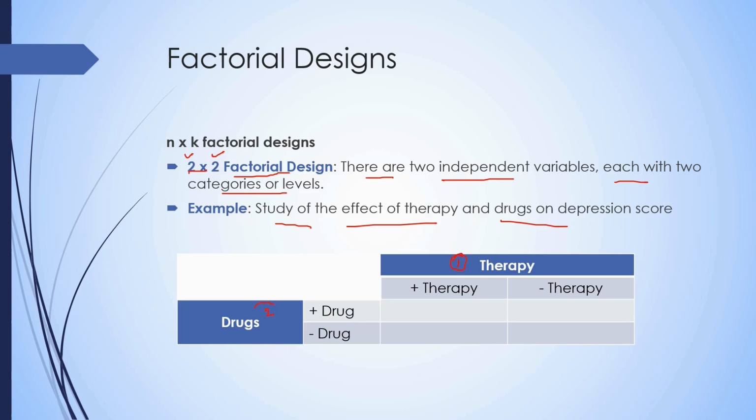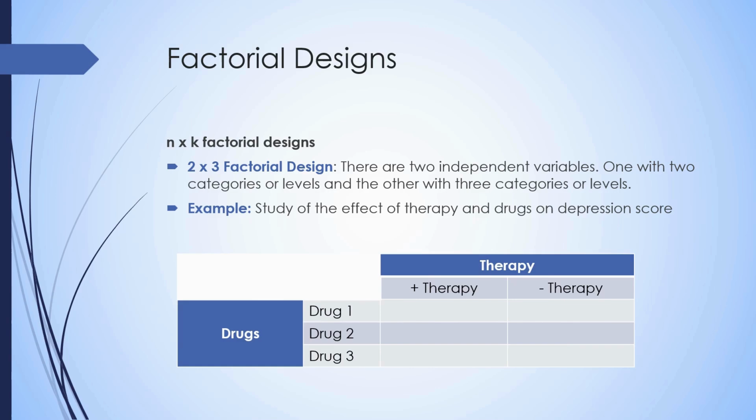This is our first independent variable, this is our second independent variable, and this is our level 1, this is our level 2. This is the level 1 for drug and this is the level 2 for this independent variable. So I hope this is clear to you. Here we have 2 different independent variables, and under each we have 2 different levels, and then we'll be making combinations. Plus drug plus therapy would be one combination, plus drug minus therapy would be another combination, minus drug plus therapy would be one combination, minus drug minus therapy would be another combination.